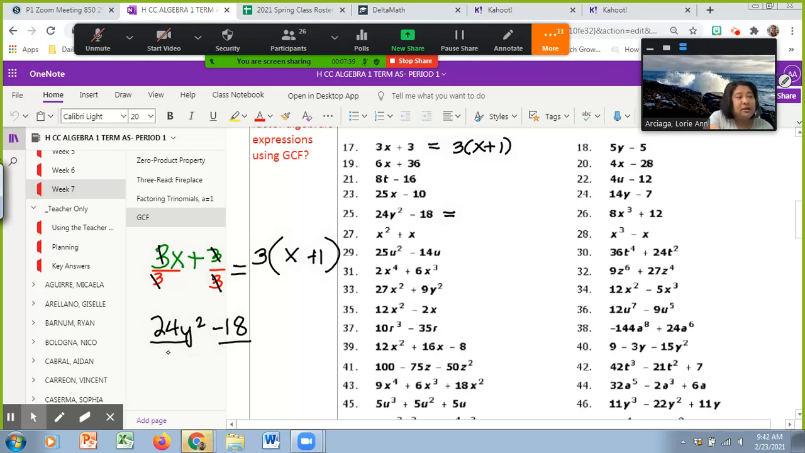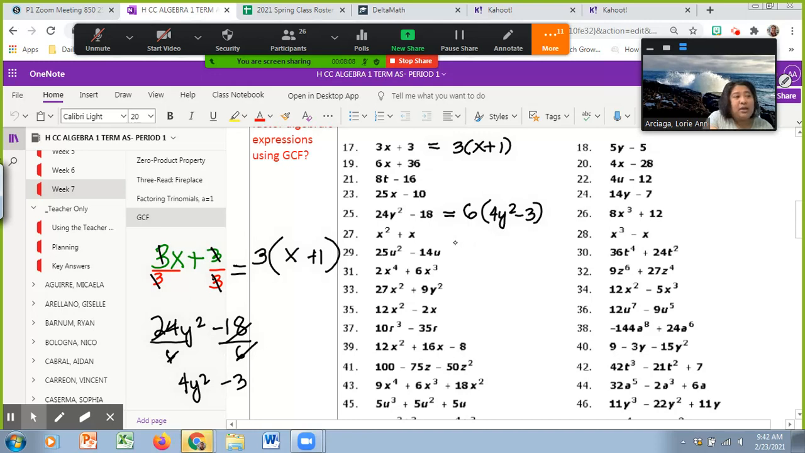So 24 divided by 6 is 4, right? y squared. 18 divided by 6 is 3. So your answer will be, you write down the GCF, do not lose the GCF, and then you put the answer after dividing them. So how do you know you're right? You multiply it back. 24y squared and then negative 18.